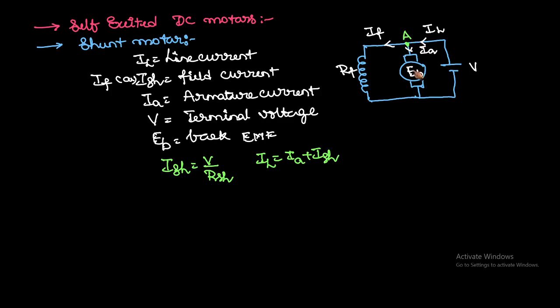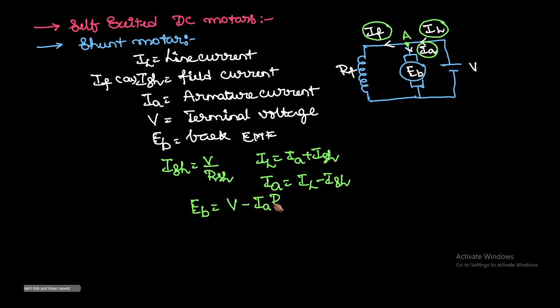If you apply KCL at this node A, the load current IL is entering, and IF, that is ISH, and IA are leaving the node. So IL is equal to IA plus ISH. We can write the armature current as IL minus ISH. And the back EMF is given as EB equals V minus IA RA minus brush drop.